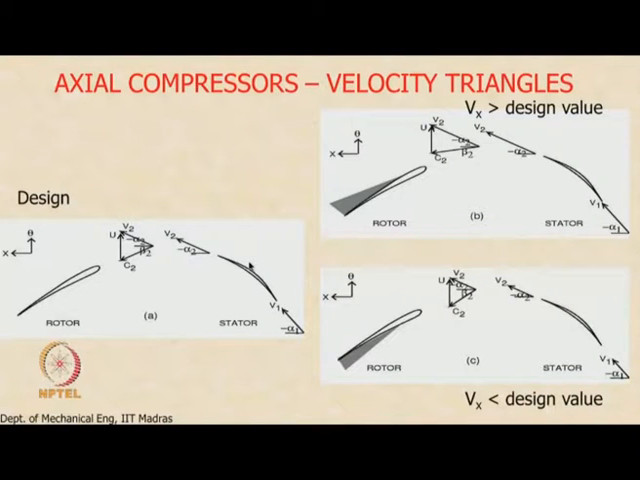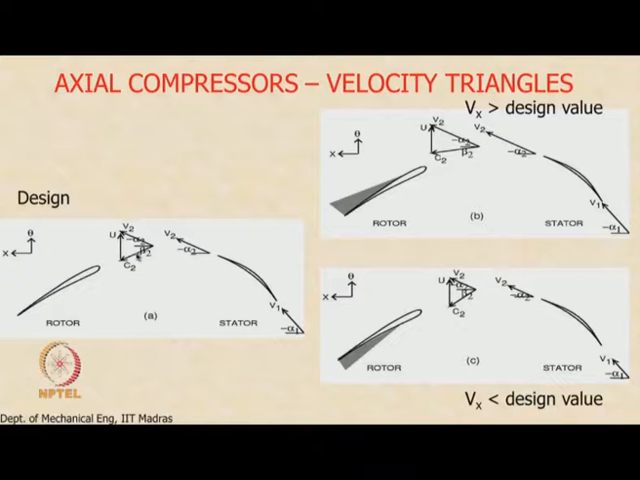It makes sure that this angle alpha 2 is such that when you take the vector sum of C plus U, the angle alpha 2 should be such that C is tangential to the blade profile. So the stator blades are designed so that the angle alpha 2 will ensure a smooth gliding on and gliding off from the rotor, right.